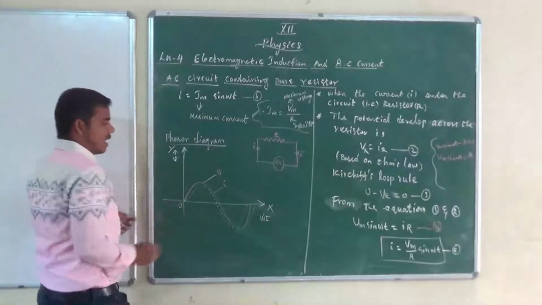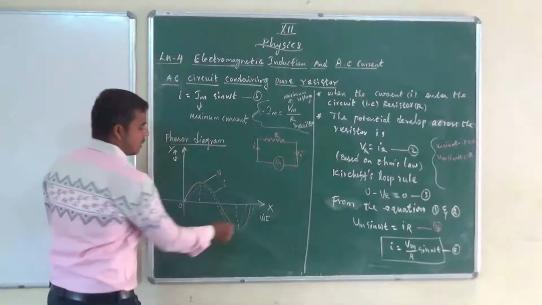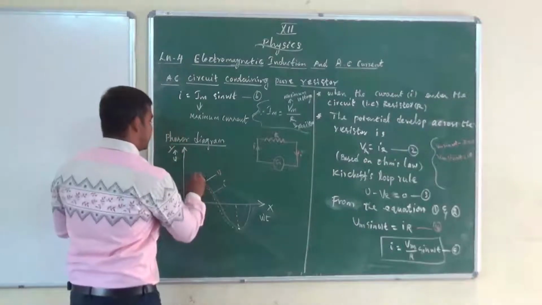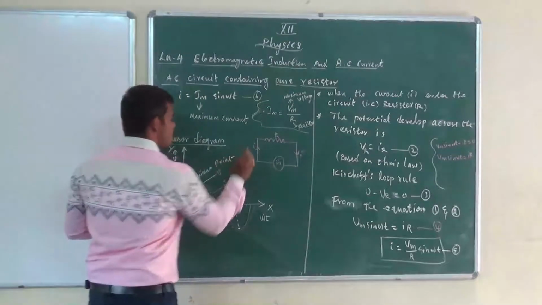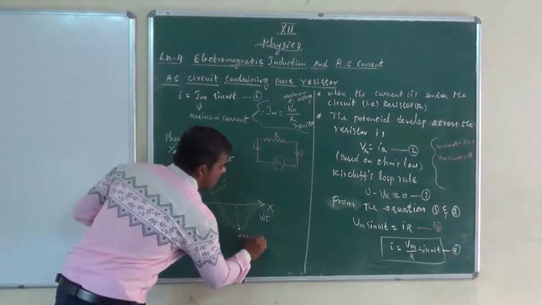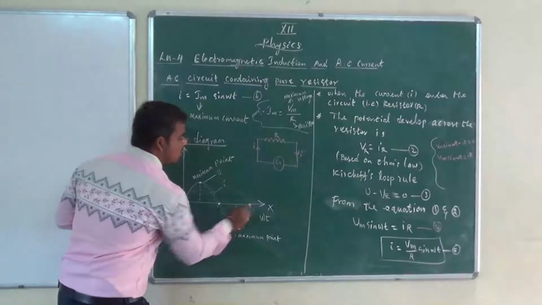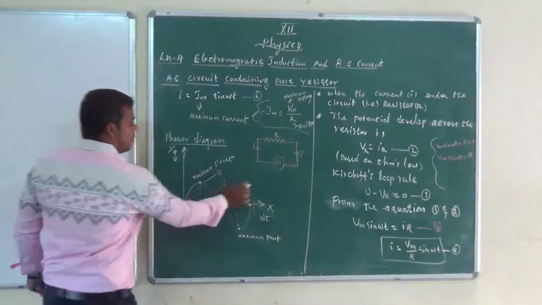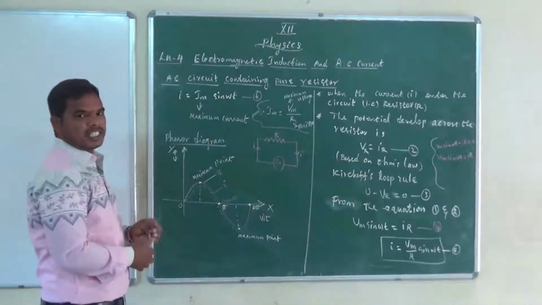This is 0. The current and voltage vary and reach this point, which is called the maximum point. And this is the maximum point on the opposite negative side. Am I correct? Maximum point. And this point is called 0. So when we represent 0, this is pi, and this is 2 pi. 2 pi means 360 degrees.